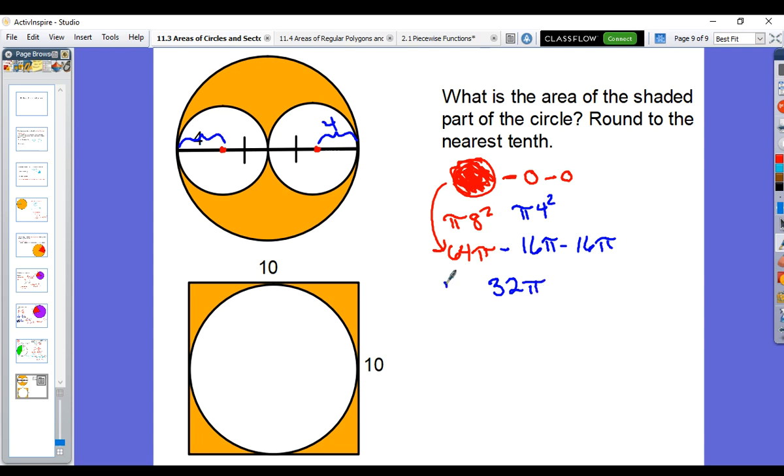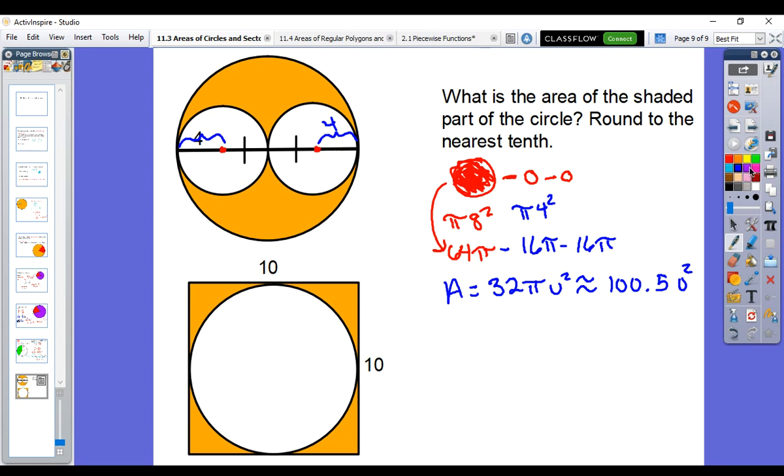Now in pi form, that's our area. We're done right there, units squared. But let's go ahead and round to the nearest tenth, so 1 decimal. So we're going to take 32 times pi. We get 100.5 or just 5 units squared. All right. So big circle minus the 2 little circles will give us our answer.